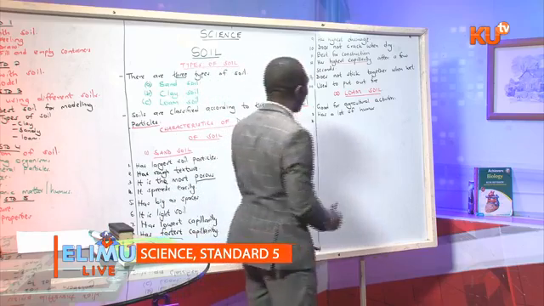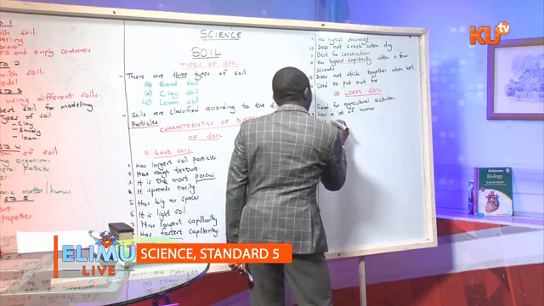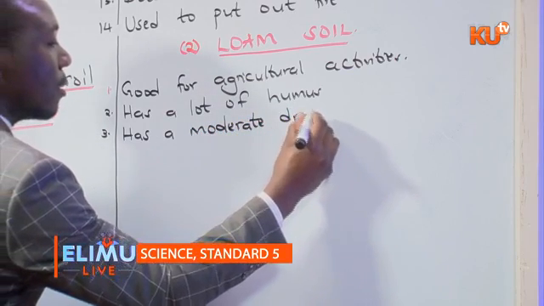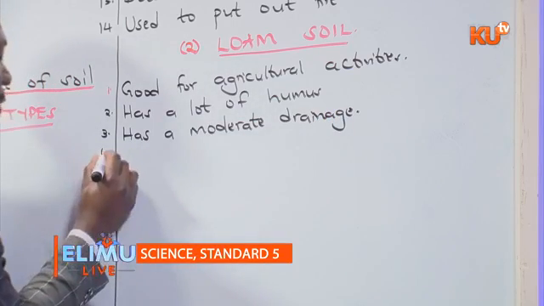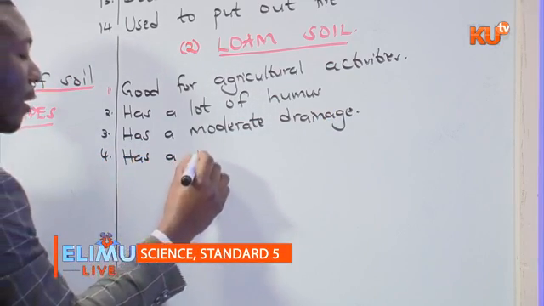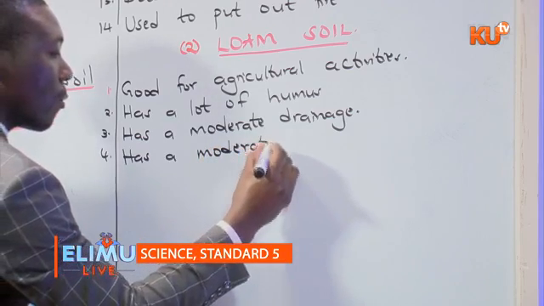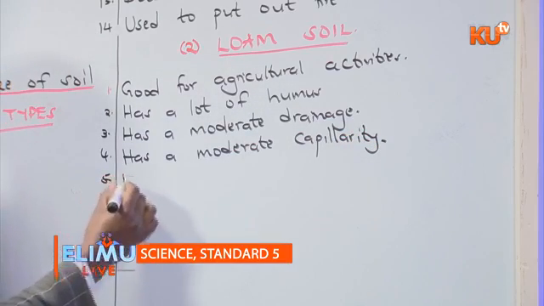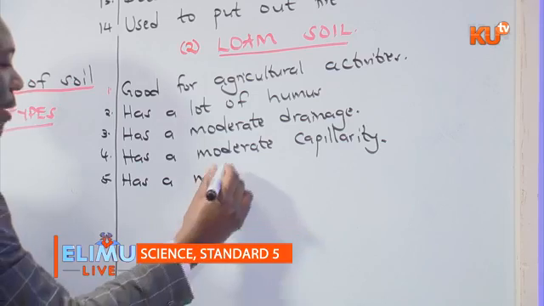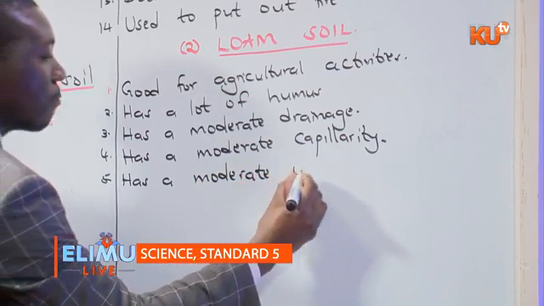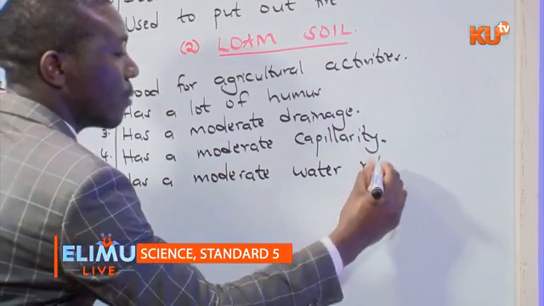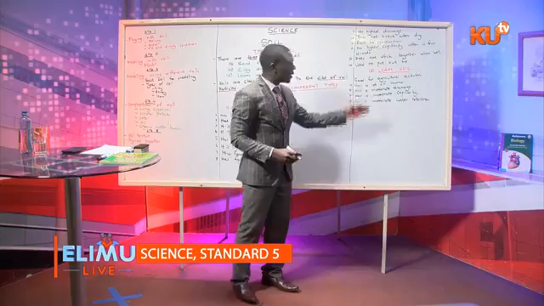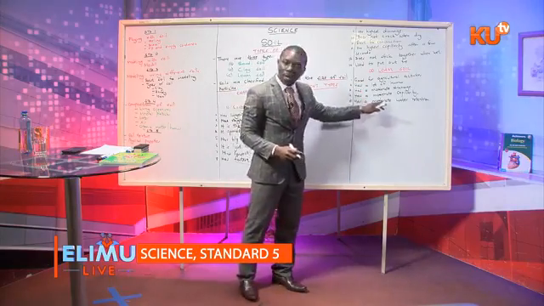Another characteristic of this loam soil, it has moderate drainage. Moderate is the same as average. Number 4, it has moderate capillarity. It is just average. Another one, number 5, it has moderate water retention. So you'll find that when it comes to drainage, capillarity, and water retention, this soil is always moderate or average.